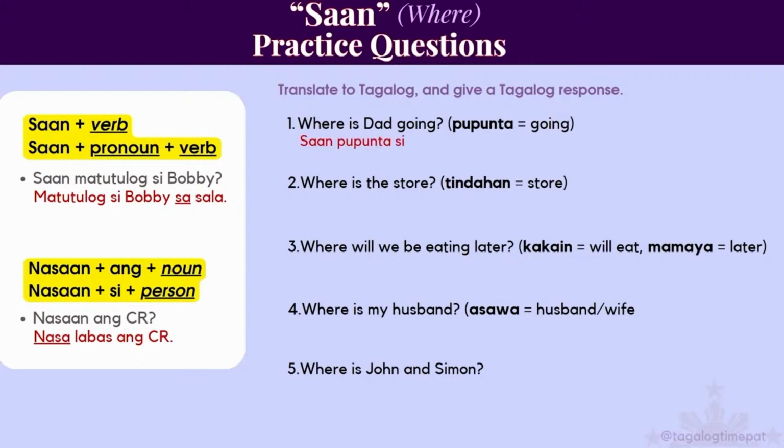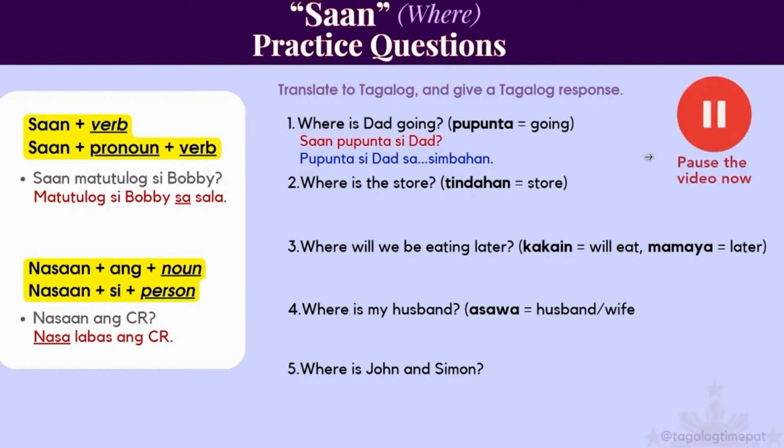Pupunta si dad. Saan pupunta si dad? And then the response, pupunta si dad sa simbahan. Dad is going to church. Pupunta si dad sa simbahan. So you're kind of taking the second part of this question and using it in your response, okay? So try practicing that. And there's that preposition sa again, to the church, okay?